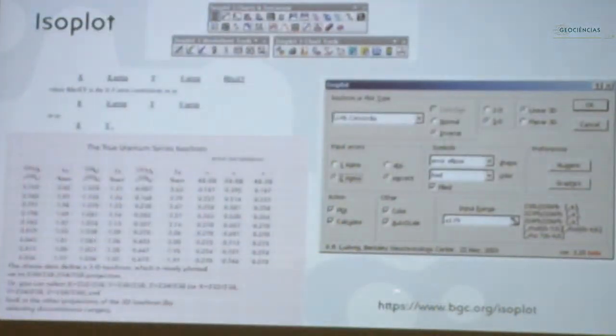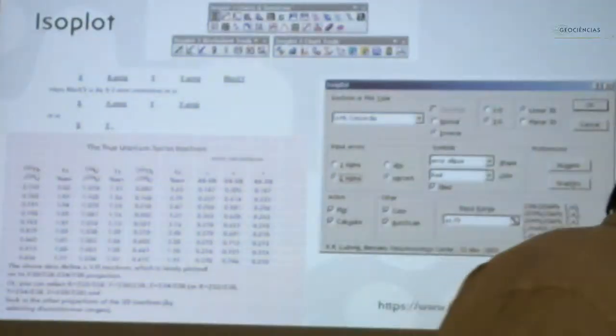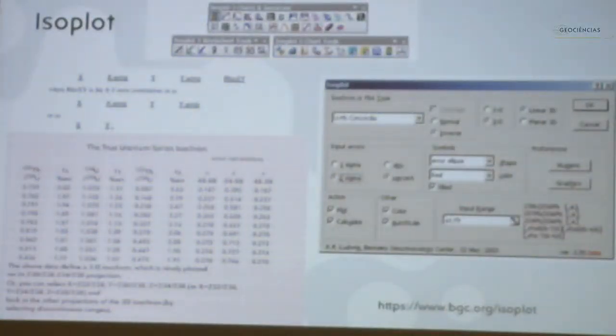This is Isoplot. This is where you can get Isoplot from the Virtual Geochronological Center. Just a piece of advice: if you Google Isoplot, don't go for the first link, because there's another new plugin software that has nothing to do with this version of Isoplot.